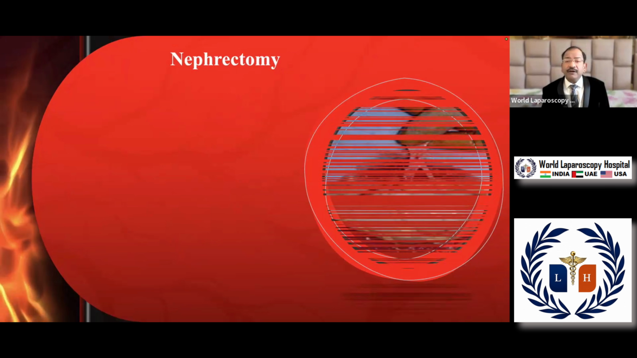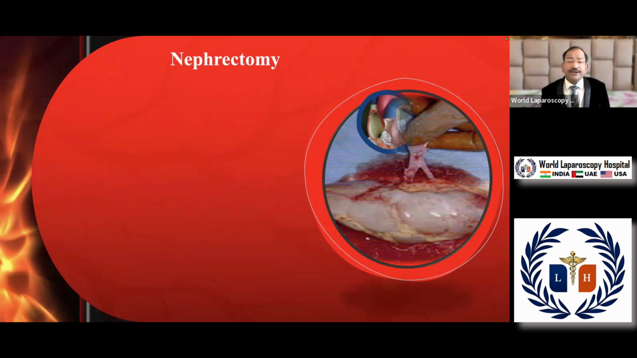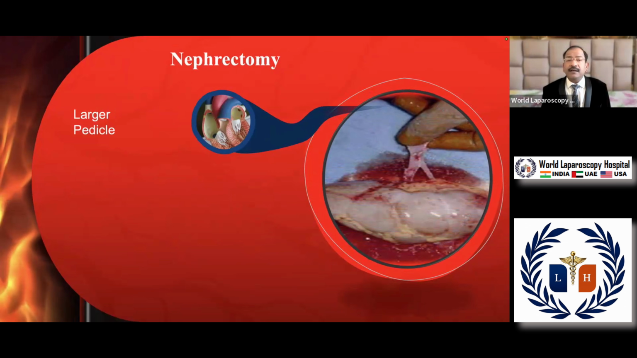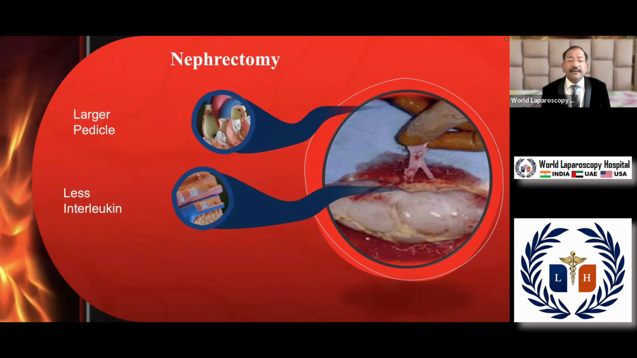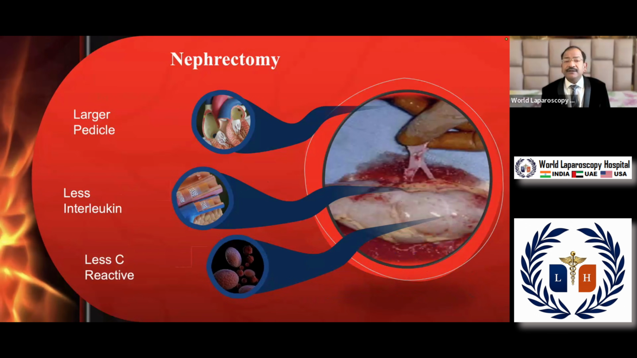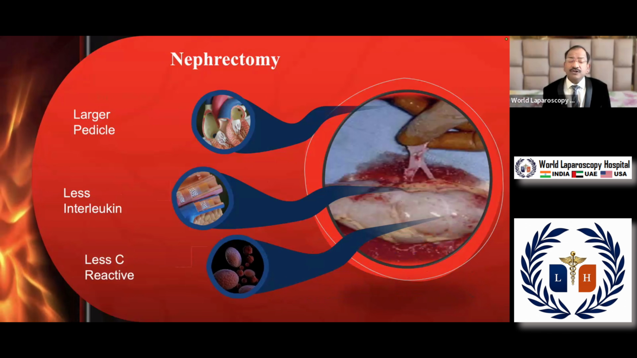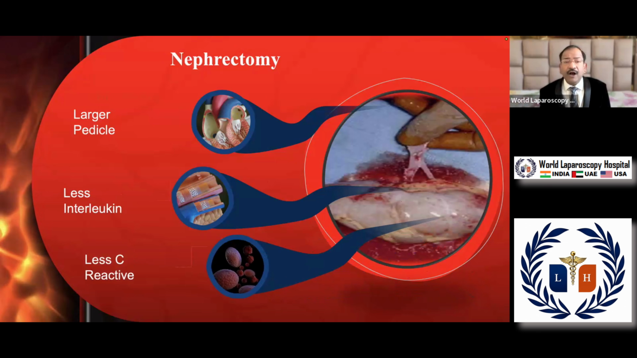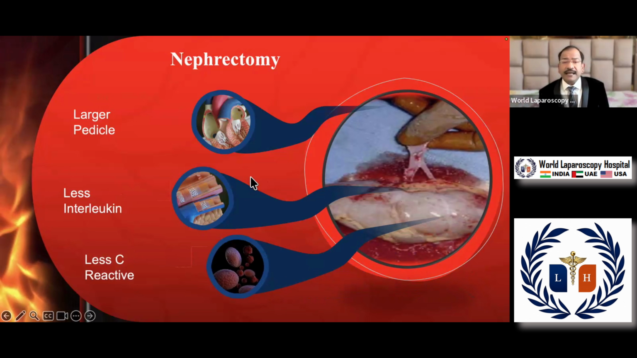After that, nephrectomy for the urologist. Today donor nephrectomy is also the gold standard, because you have a larger pedicle compared to open surgery, and less interleukin and C reactive protein will be secreted. So, immunosuppression is also required less, and those are very good results. Nowadays almost all donor nephrectomy all over the world is performed by minimal access surgery, and that is slowly becoming the gold standard.